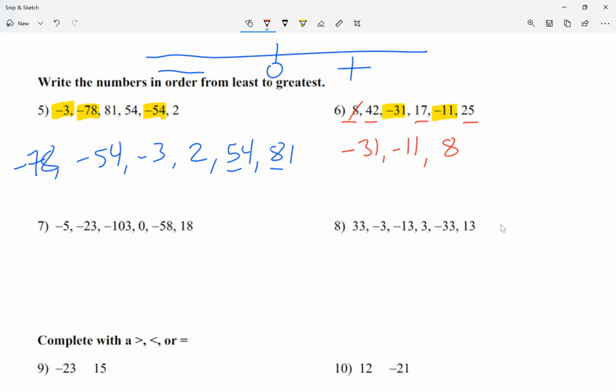All right, 17 starts with a 1. So I'm going to say 17. And then 25 starts with a 2. And then lastly, 42 starts with a 4. So notice how I was using the first digit. 8 starts with an 8, but that was only one digit. So I took care of the 1-digit numbers first, and then I look at the 2-digit numbers, and I look at the leading number, the number in the very front.